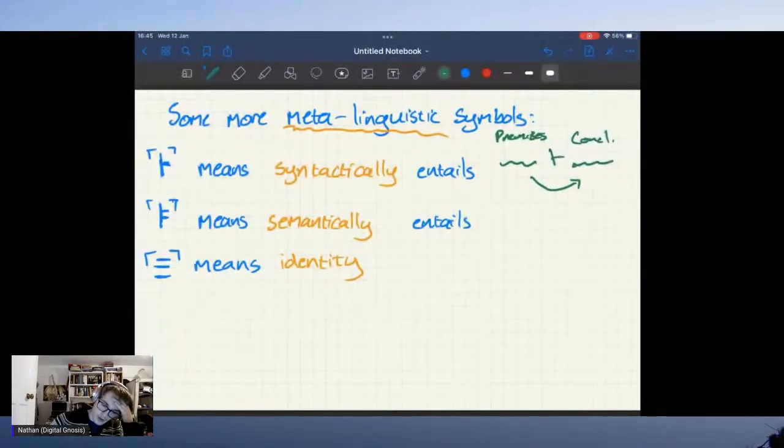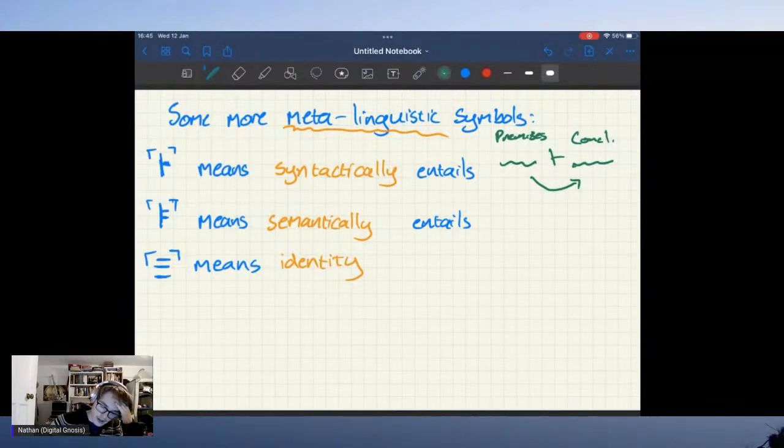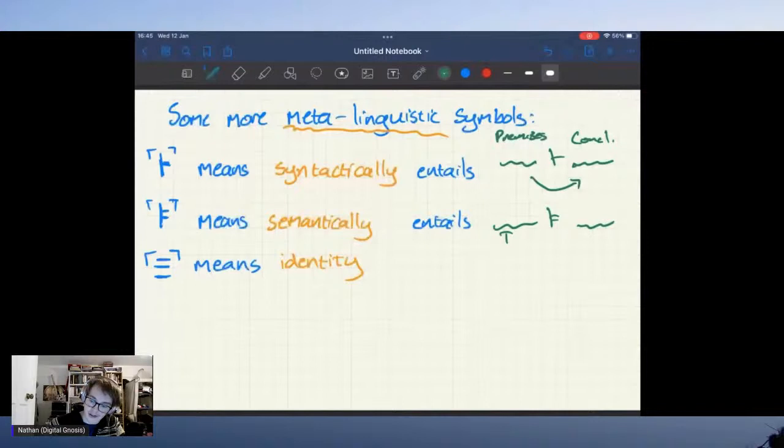This one with two horizontal lines through it means semantic entailment. So here, if you see this one, this means that in any model in which all our premises are true, semantically our conclusion is true as well. This will become a little bit clearer as we talk through it.